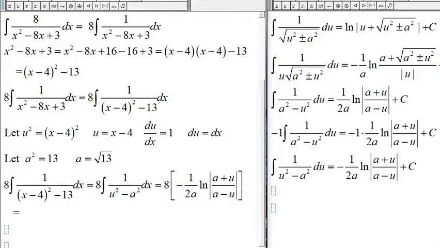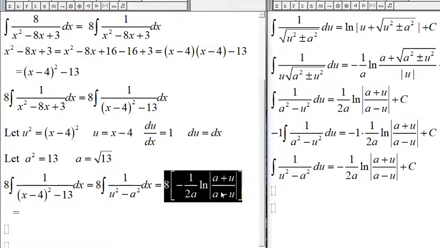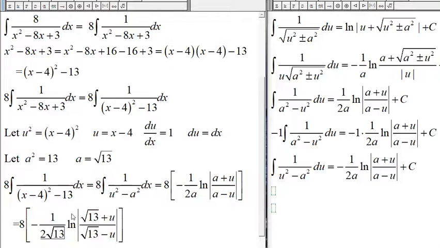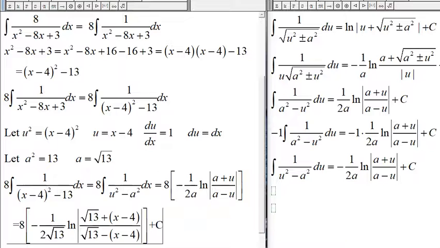And then for the final answer, in the place of a, we have the square root of 13, and in the place of u, we have x minus 4. So the a here would be the square root of 13, and the u would be x minus 4. And plus c.